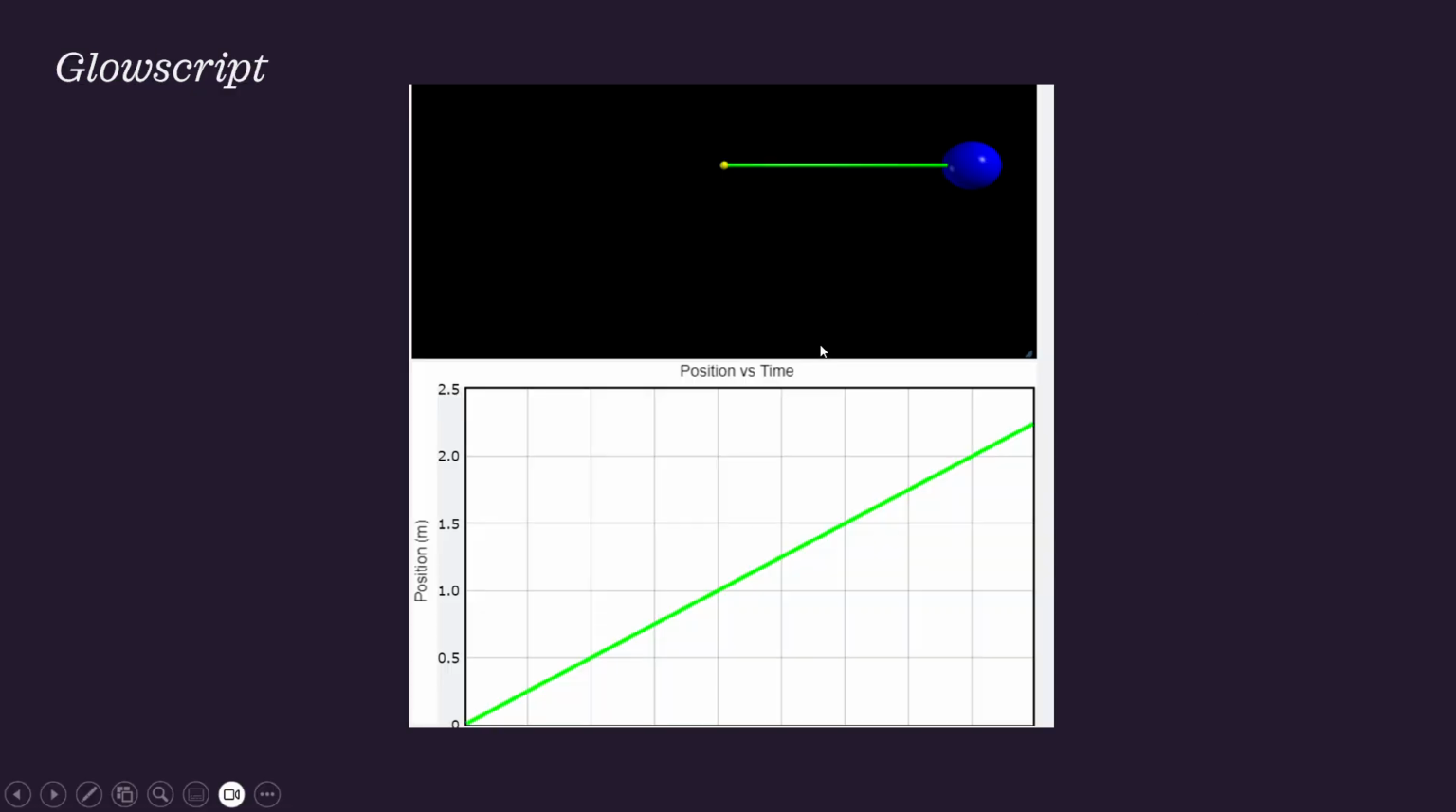And then on the GlowScript, it's just a perfect graph. Obviously, it was coded, so you can see it's just a straight line. Every time interval, it moves the exact same amount. And that's just what you get when you're using a computer that's simulating it directly.